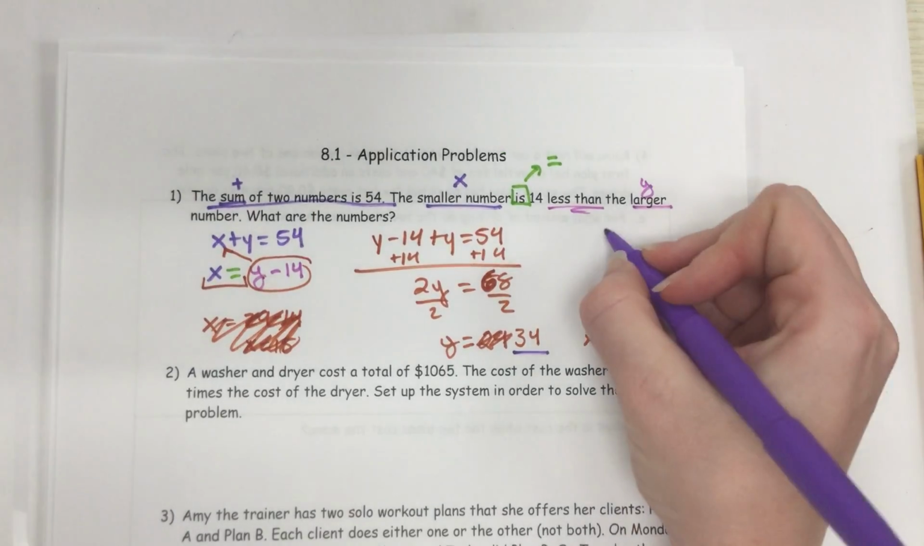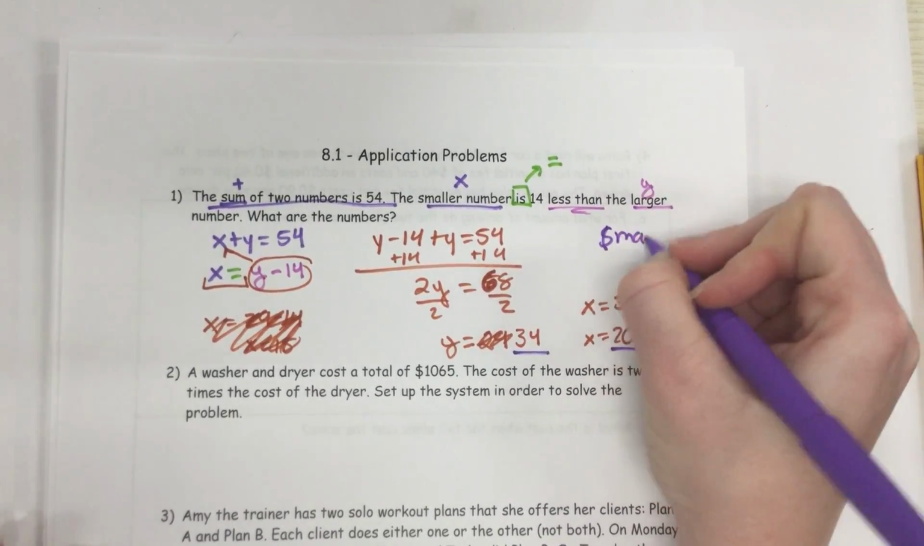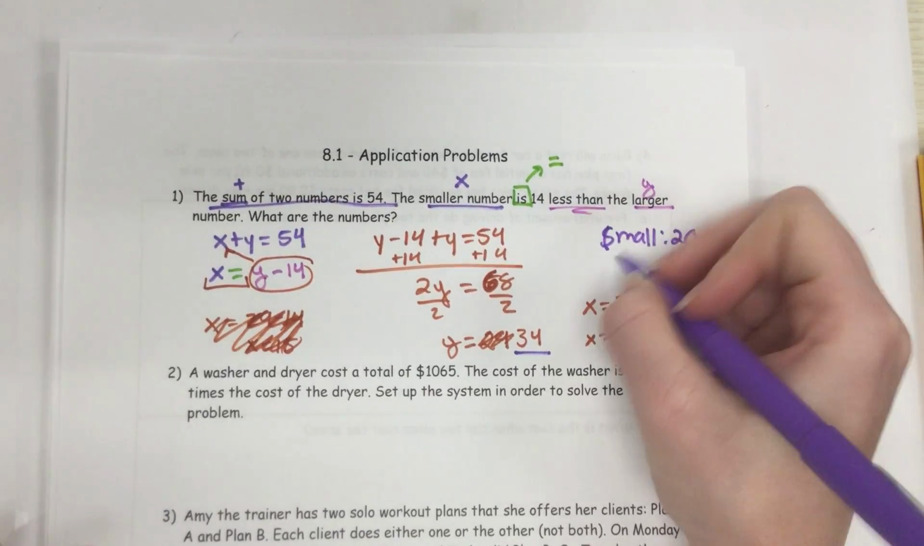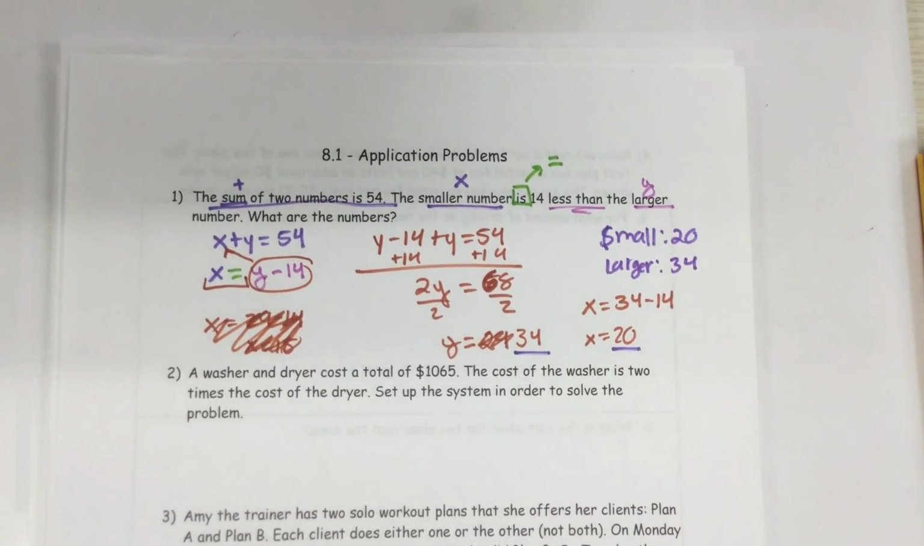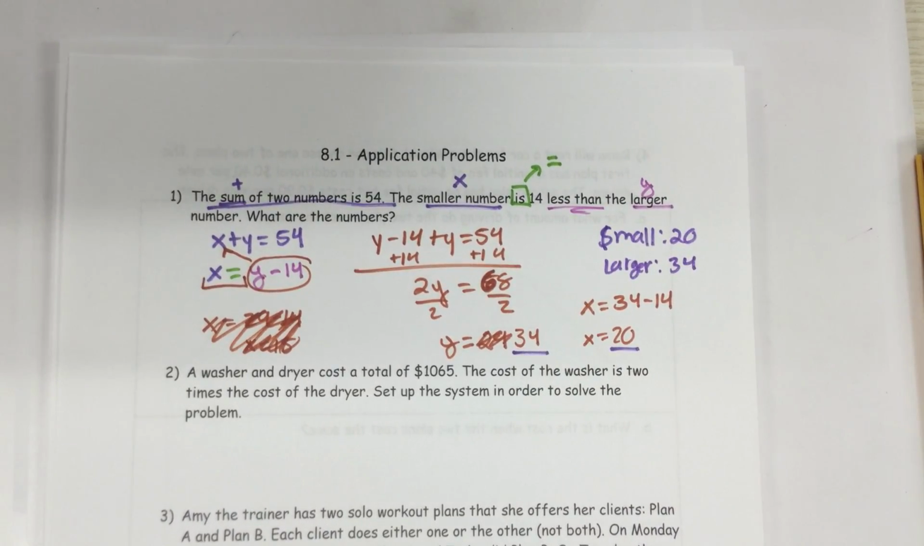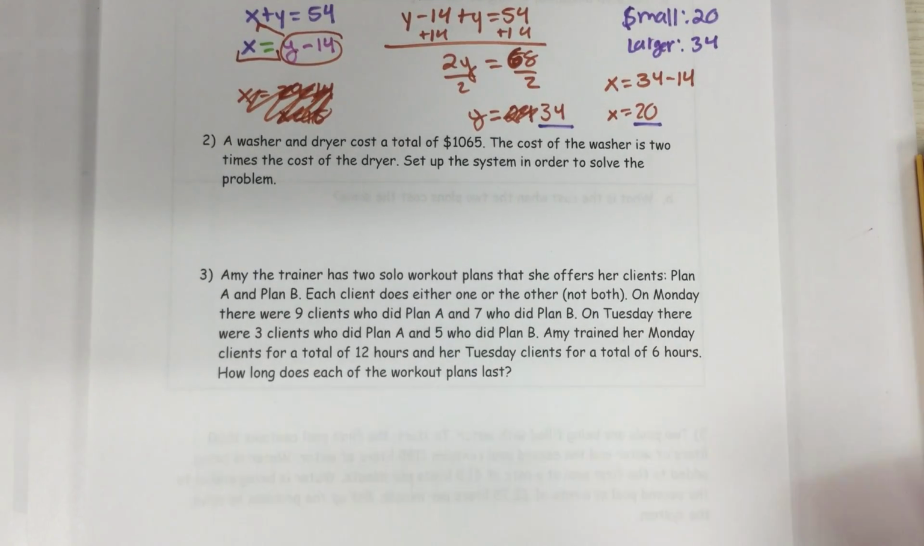Okay, and so you'd write it as a point. Actually, I think they'd say you do smaller number, and you would put 20, and larger number, you would put 34, and you'd be good. So that's how you do that one. Okay, this next one, it's in the same topic. I just want to show you that it's not always going to be, oh, the sum of 2 numbers or the difference of 2 numbers.